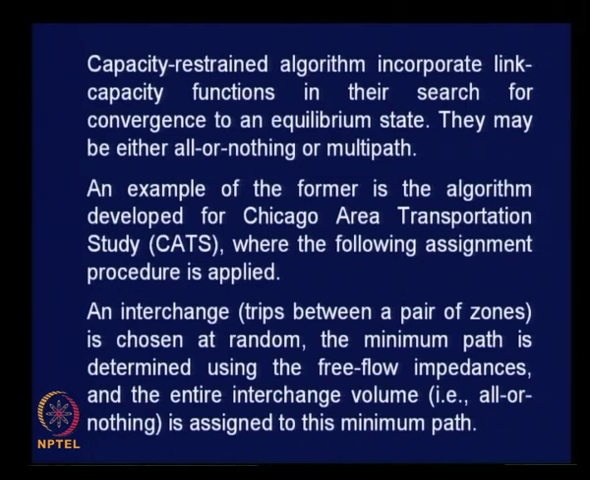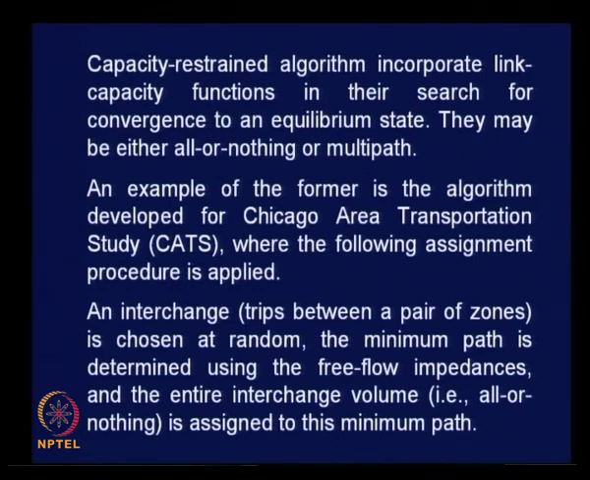Now what we do to start with is this: an interchange, which is nothing but trips between a pair of zones, is first chosen at random. You may have a large network, you can just choose any interchange, right. The minimum path is determined using the free flow impedances. First you build the minimum path tree taking free flow impedance as the basis, and the entire interchange volume, because it is an all or nothing procedure, is assigned to this minimum path.